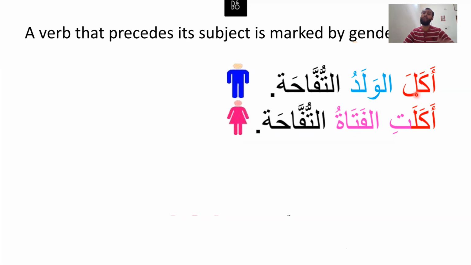How do I say the girl eats the apple? How do I make this feminine? Akalat is feminine. Akalatil fatatu is the girl ate. How do I say the girl eats the apple? Yakalat. No, if you change after the verb, it is past tense. How do I change present tense? What would yakulu change to?